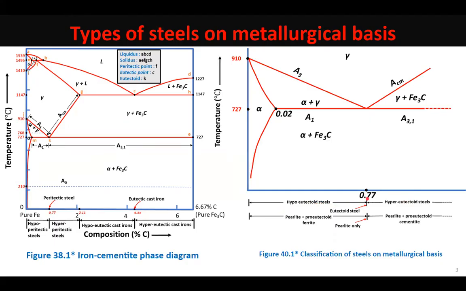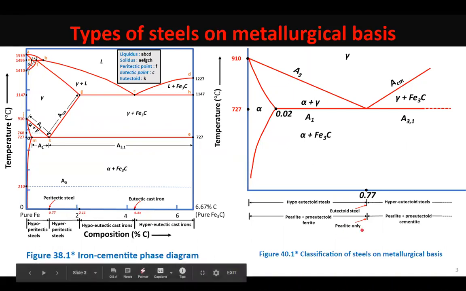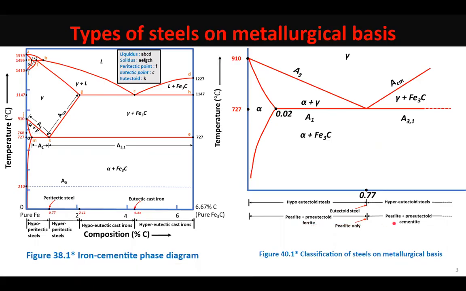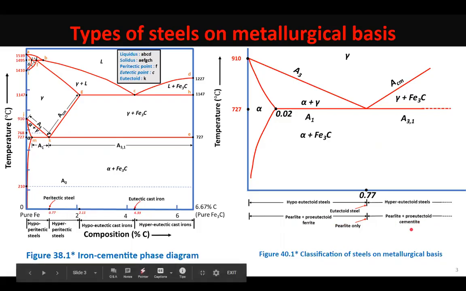Essentially, under equilibrium conditions, the room temperature microstructure of eutectoid steel consists only of pearlite. That of hypoeutectoid steels would consist of pearlite plus proeutectoid or primary ferrite, and that of hypereutectoid steels would consist of pearlite along with some proeutectoid cementite.